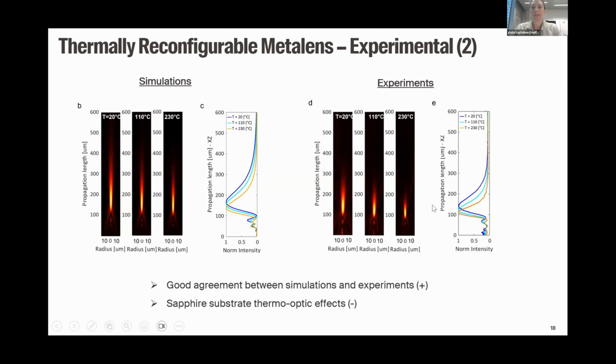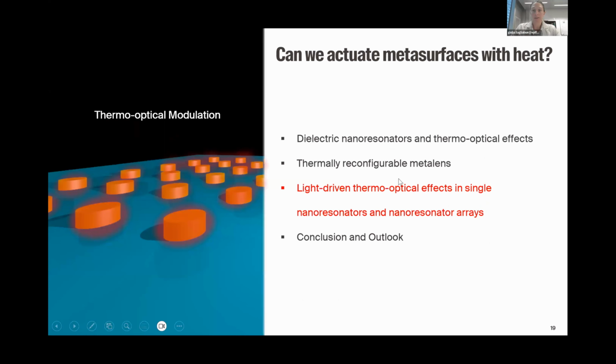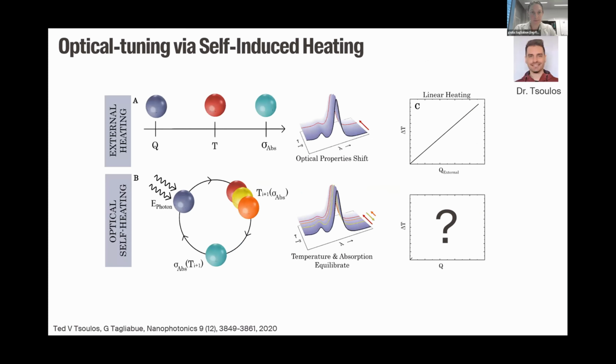So we wanted to repeat these experiments, but also we decided that we are more interested in going towards light-driven photothermal modulation rather than external modulation. And so before we make a new design, we wanted to step back and start thinking more, how can we eventually use light to really drive and modulate the system? And so this brought us to think more at the level of the single nanoresonator and at the level of the nanoresonator array. How can we model and understand this photothermal and thermo-optical coupling combined?